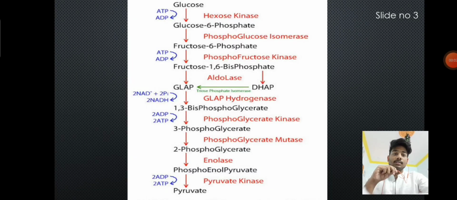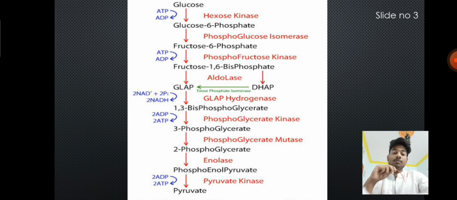Reactions of glycolysis. There are three phases in glycolysis: energy investment phase, splitting phase, and energy generation phase. In energy investment phase, during this phase, ATP is utilized. At first, glucose is converted into glucose 6-phosphate in presence of enzyme hexokinase. During this step, a molecule of ATP is utilized.